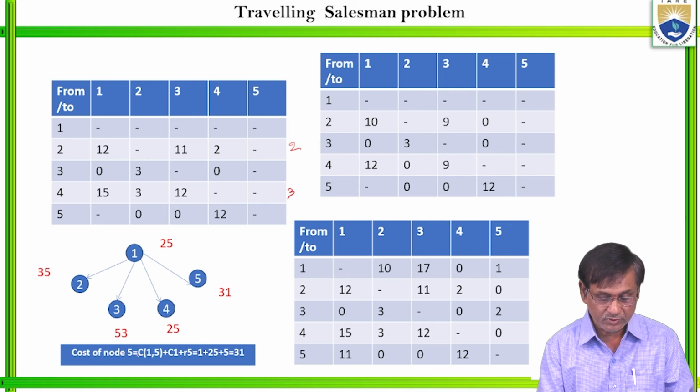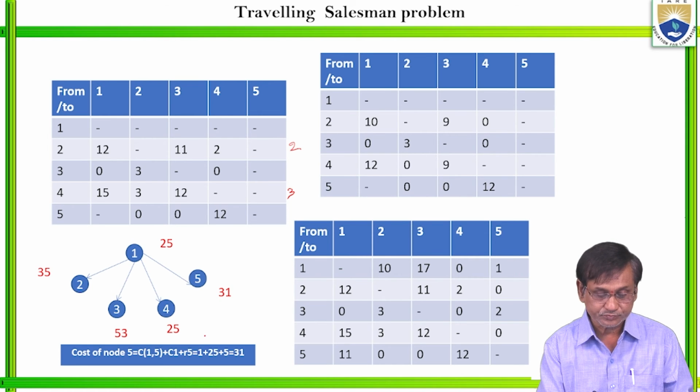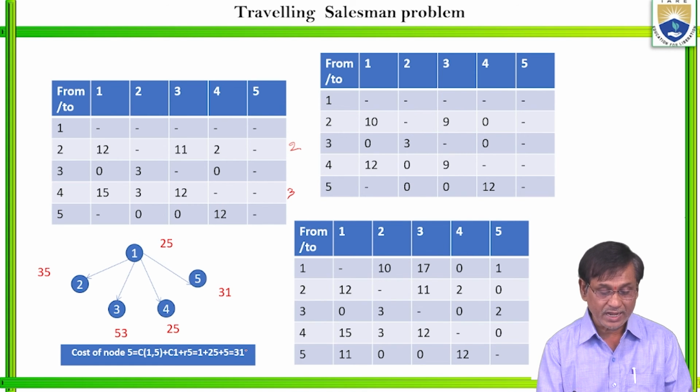Then the cost of the node 5. So 1 to 5 in the given matrix is 1. 1 to 5 is 1. And then this is 25. Cost of node 1 is 25 and reduction is 5. The total cost is 31. So we calculated the cost corresponding to node 2, node 3, node 4, node 5.